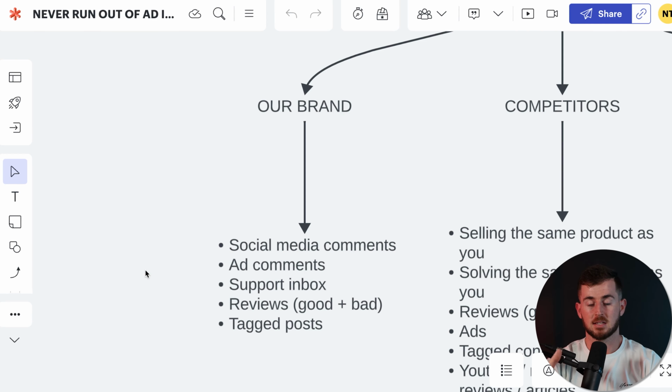And then next is tagged posts. So if you go on Instagram and you see the little tagged part right there, that's going to give us a lot of really good information, because it's showing us how people are using the product. It's showing us what people are saying about the product. It's also showcasing the key identities of people that are buying our brand. So a lot of good stuff here.